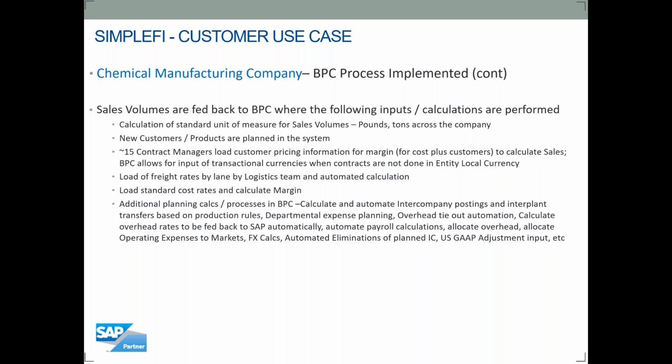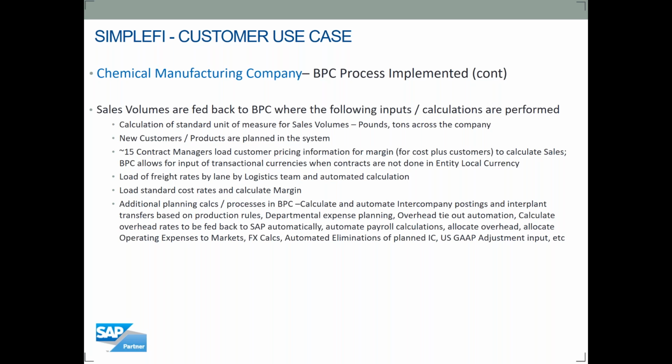And then within the system, the company also utilizes BPC for expense planning and for overhead analysis to calculate overhead cost per hour for intercompany planning. So they leverage the system for production planning based off production rules. So they say, this plant manufactures this product, so we trigger an intercompany sale. So the rest of their plan is very, very dynamic.